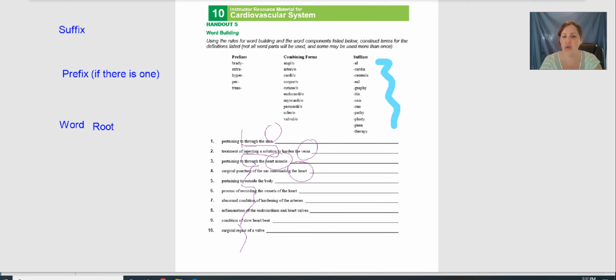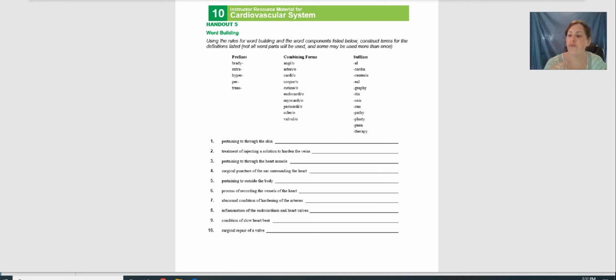Okay. And notice it also says some words aren't used, some are used more than once. So don't cross them off as you use them, because you might need them twice. So hopefully my tips here have given you an idea of how to approach this ICA with good success. So good luck.